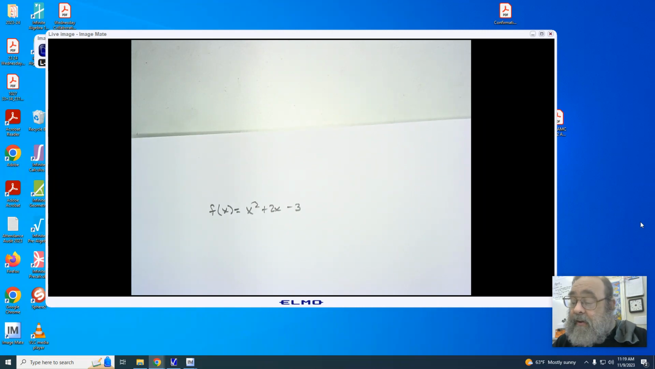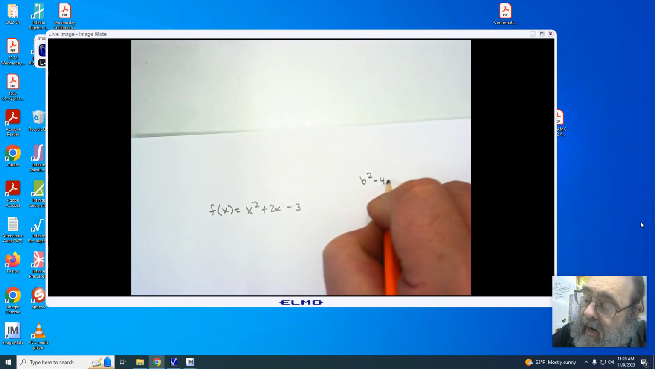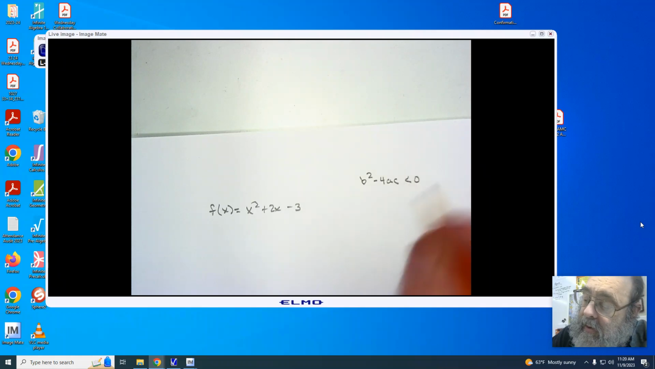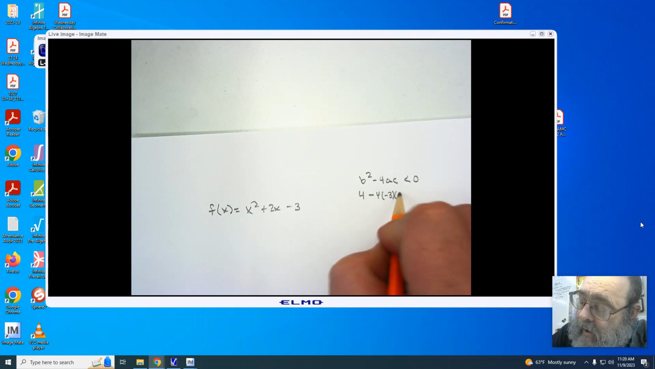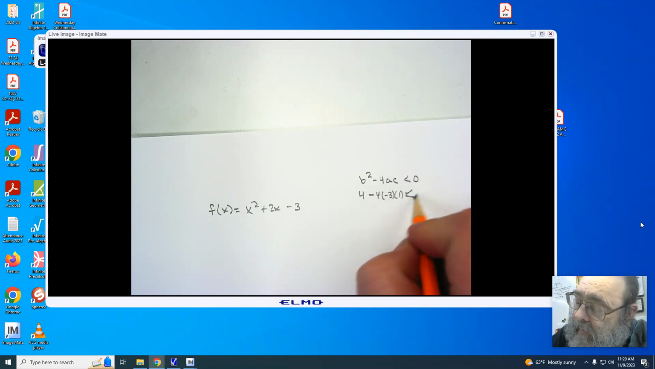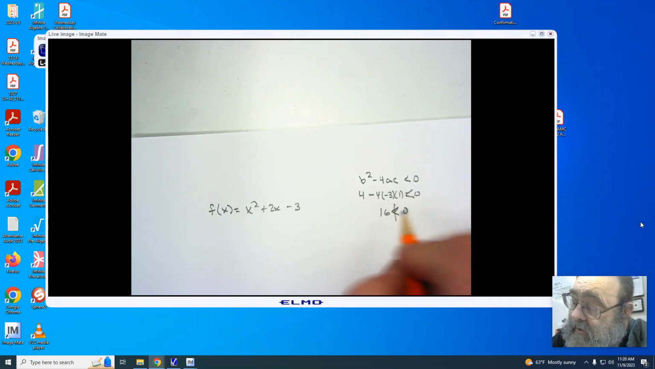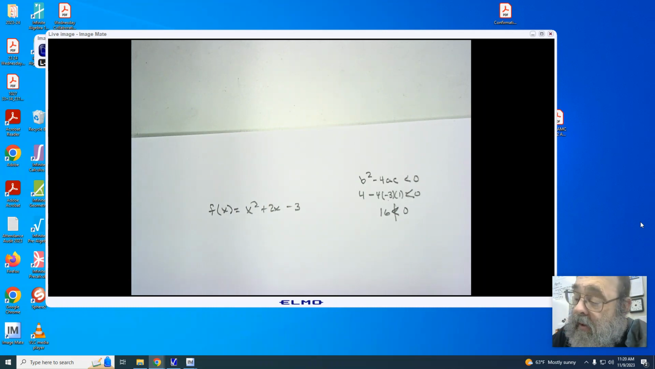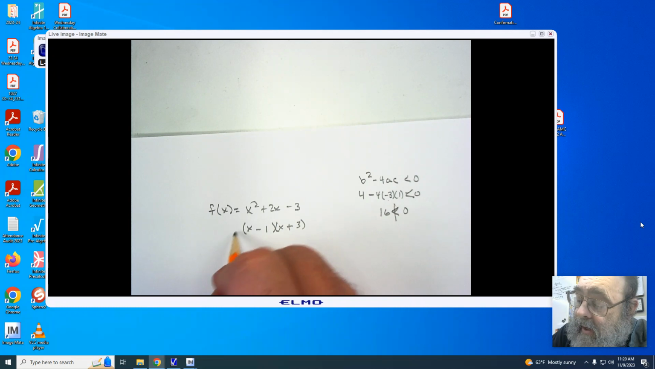Now, as we find our x-intercepts, we use the quadratic formula. Now, I'm going to use the b squared minus 4ac. That's called the discriminant. And if I get a negative number, I know that I have no x-intercepts. So let's find out. 4 minus 4 times negative 3 times 1. And I'm looking at getting a value of 12 plus 4 is 16. Alrighty, so this does have x-intercepts. Let's go ahead and see if it factors. It looks like it's going to factor with a positive 3 and a negative 1.